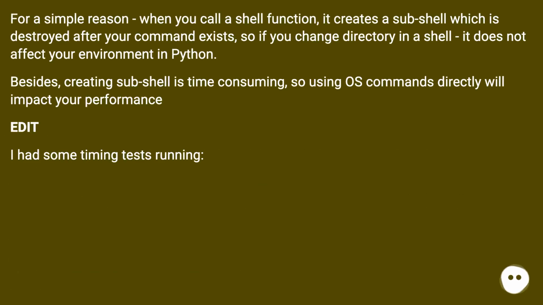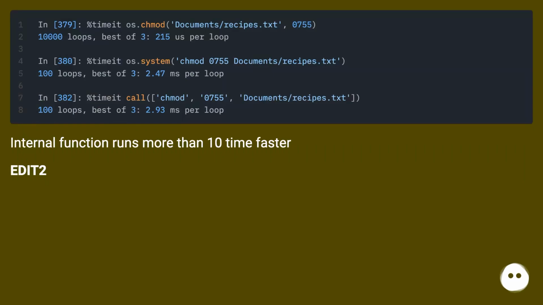For a simple reason, when you call a shell function, it creates a subshell which is destroyed after your command exits, so if you change directory in a shell, it does not affect your environment in Python. Besides, creating a subshell is time-consuming, so using OS commands directly will impact your performance. Edit: I had some timing tests running. The internal function runs more than 10 times faster.